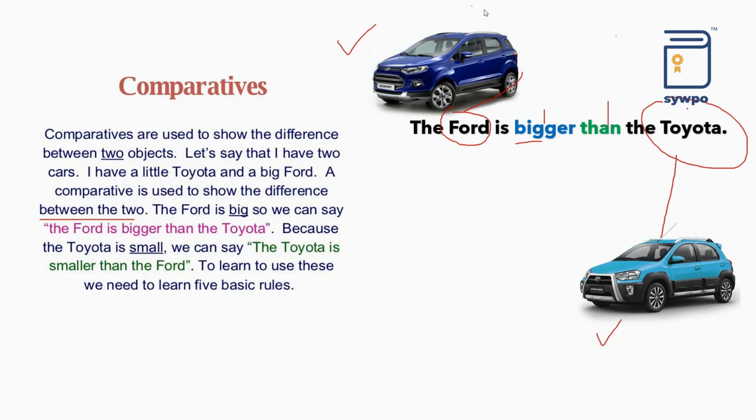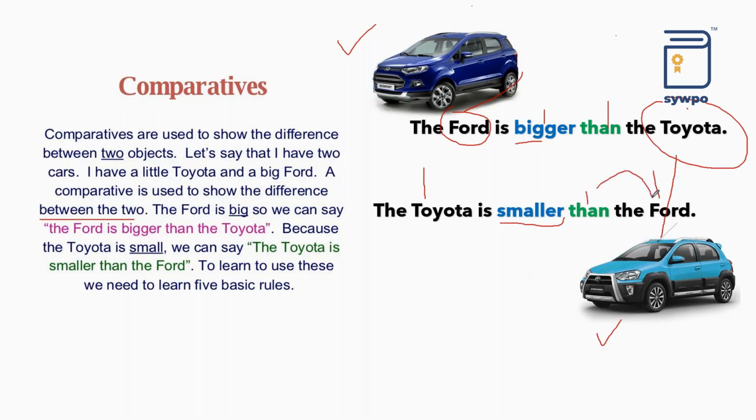I can also write the same thing in another way. I can write Toyota first and Ford later, and that can be like this. Toyota is smaller than Ford. So you can see I've written Toyota first this time and Ford at the end, but in my sentence Toyota is small. Because Toyota is small, I have to say Toyota is smaller than Ford.